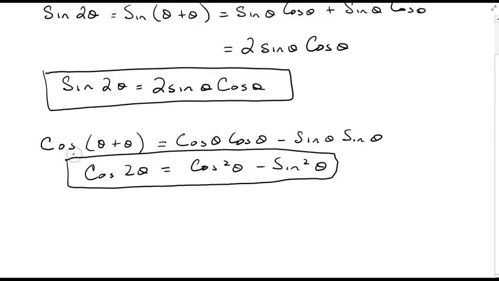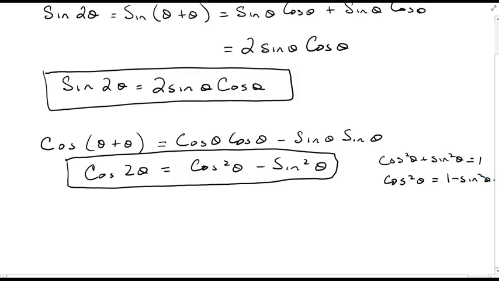Now, not quite used as often as sine 2 theta, but this is another one you come across, and you can change any cosine 2 theta into cosine squared theta minus sine squared theta. But using the Pythagorean identity, we know that cosine squared theta plus sine squared theta equals 1. So cosine squared theta equals 1 minus sine squared theta.